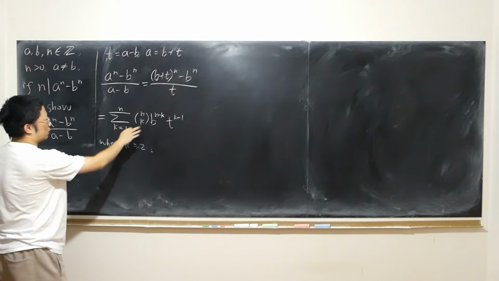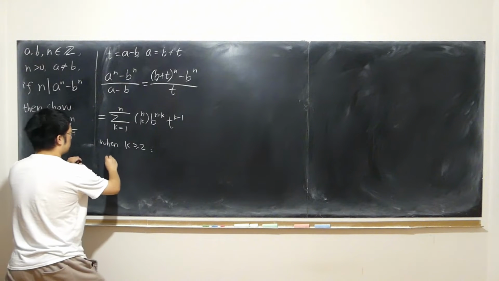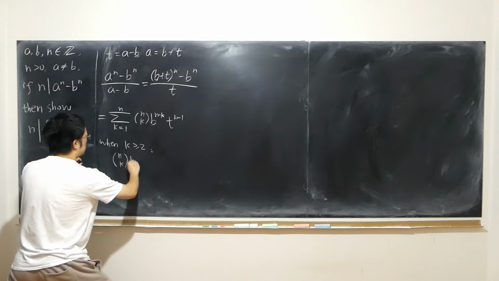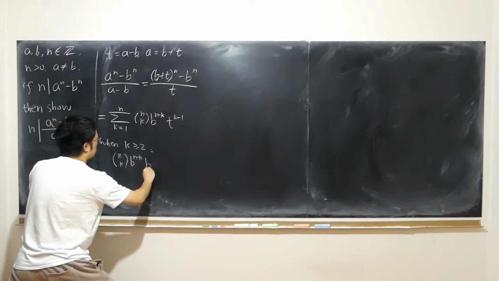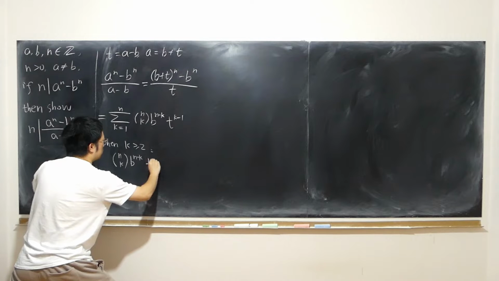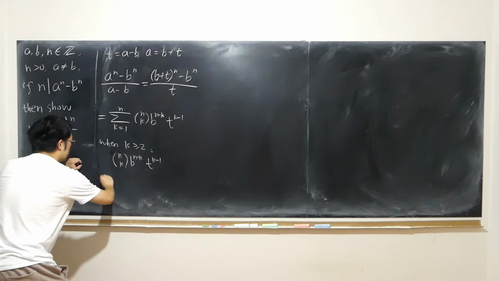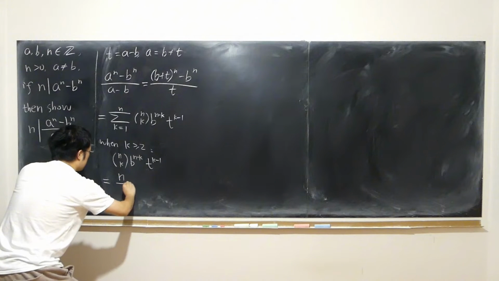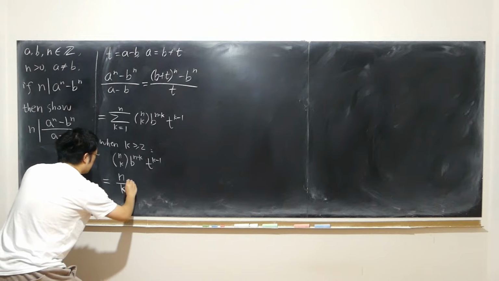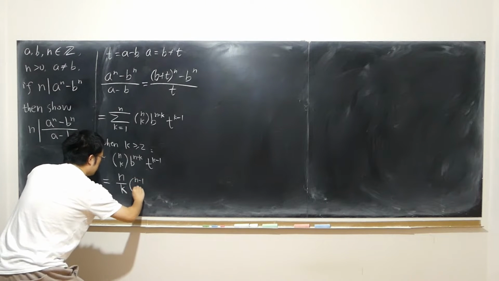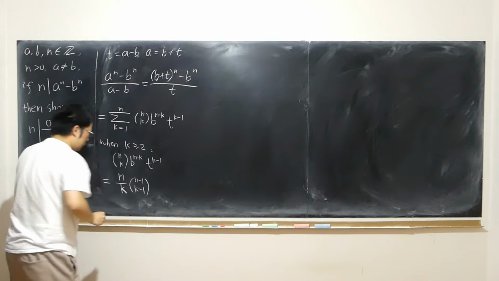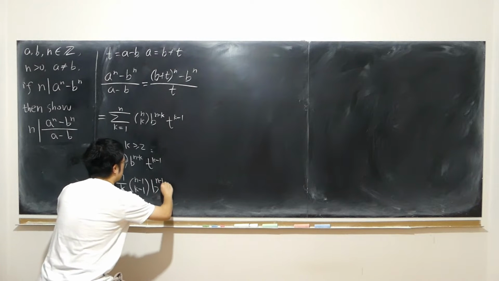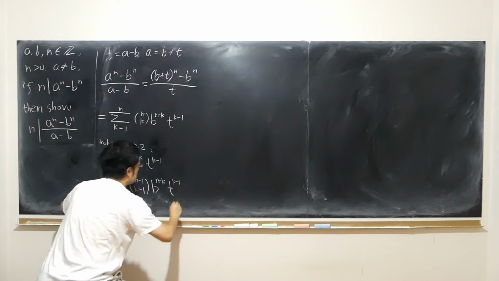So we only look at when n is greater than or equal to 2. Every single term in here can be written, if we rewrite this combination number as n over k times n minus 1 choose k minus 1, which can be easily verified, times b to the n minus k times t to the k minus 1.